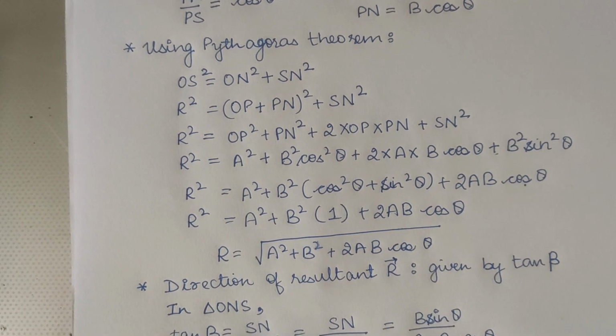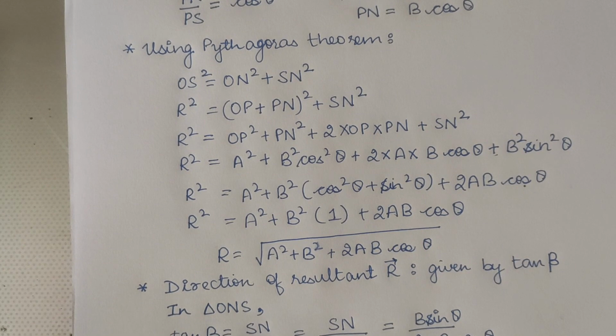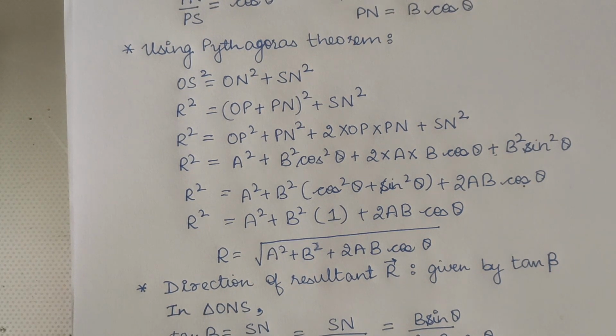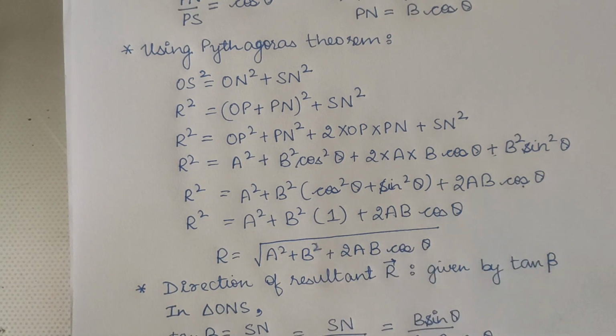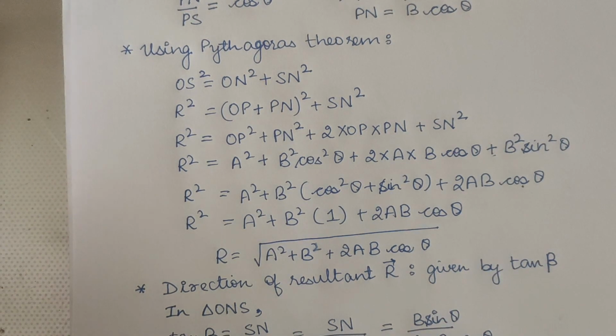Now students, if you remember the value of magnitude that we calculated from triangular law of vector addition, there also we got R is equal to under root A square plus B square plus 2AB cos theta. So we find that the value of resultant of A and B remains the same irrespective of whether we calculate it using triangular law of vector addition or parallelogram law of vector addition. Now let us see whether the direction of the resultant also remains the same.